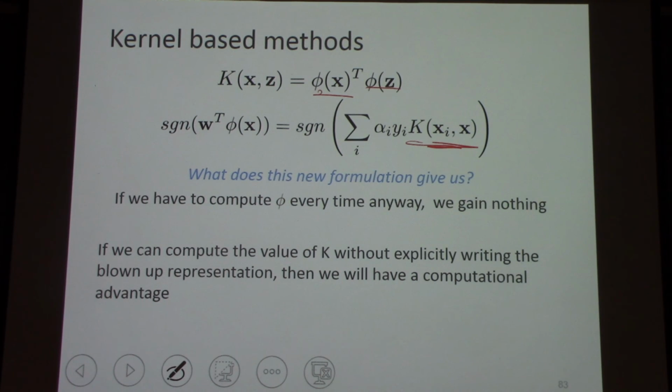This computational advantage is called the kernel trick. This dot product in a higher dimensional space is called a kernel function. Dot product in any space is called a kernel function. And the kernel trick is a computational trick that enables us to compute dot products in higher dimensional spaces without explicitly blowing up the feature space.